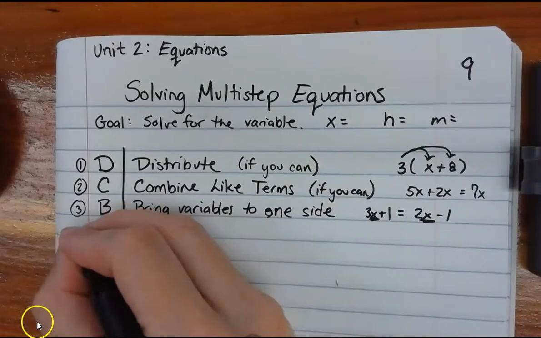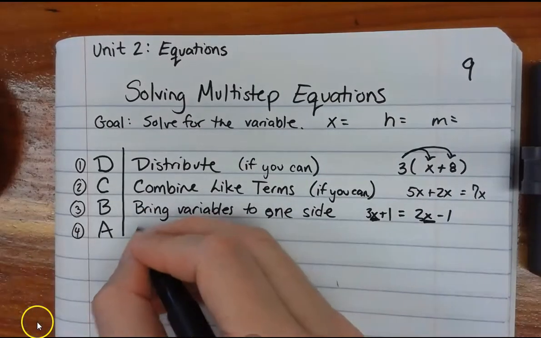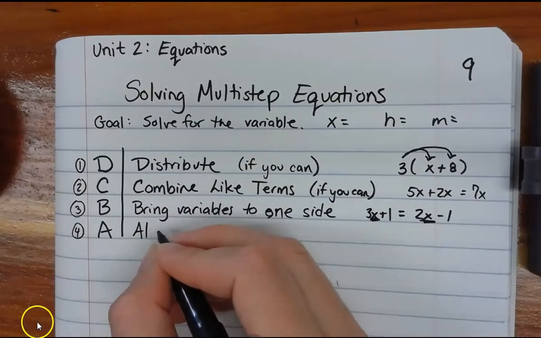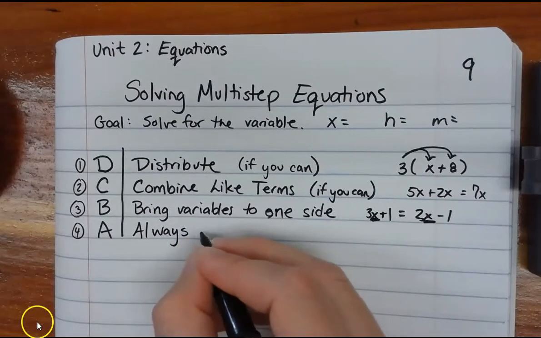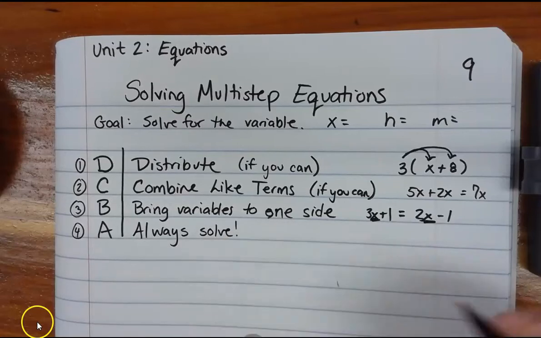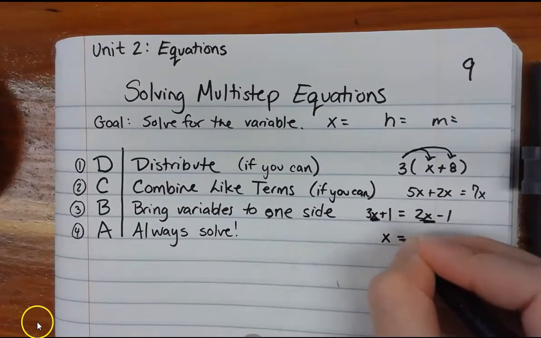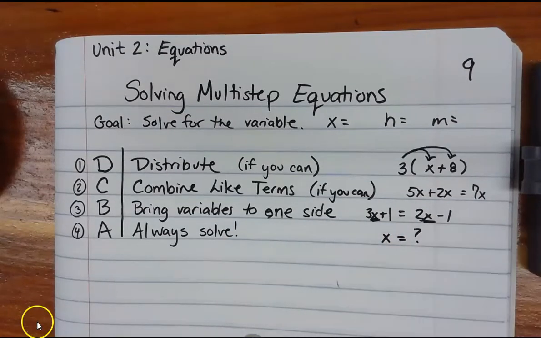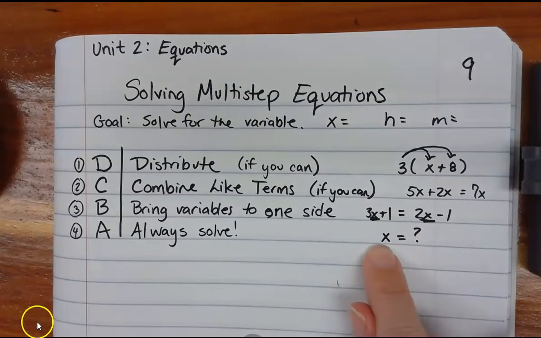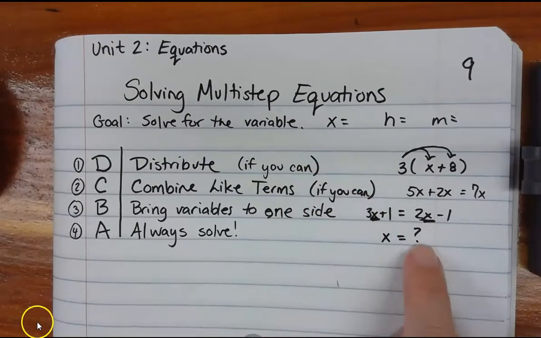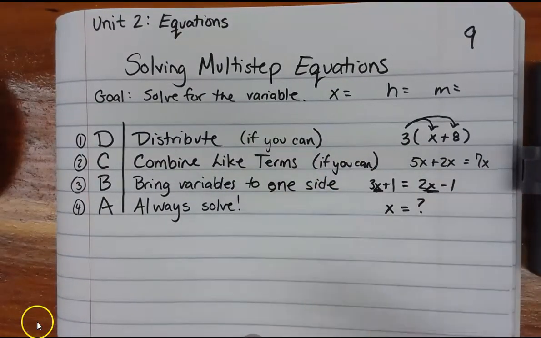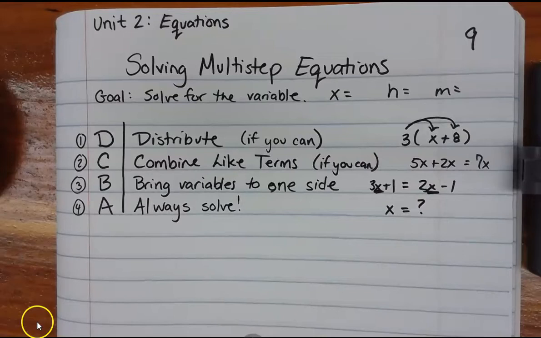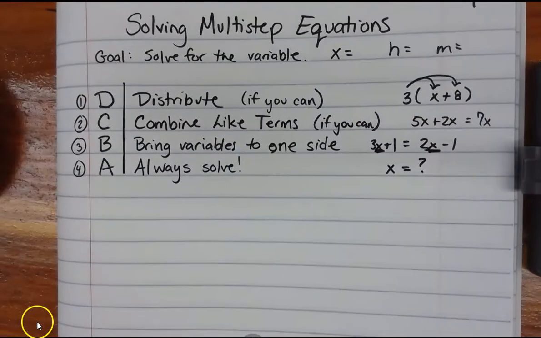And then step 4, of course, is always solve. Just, you have to solve the equation after all is said and done. Always solve. And of course, by solving, we mean x is equal to something. Like we want our variable by itself, solve for the variable, and we want a number over here. So we want to know what is that variable equal to. And so we're going to do a few examples using these steps. And so we're actually going to do 1, 2, 3, 4.